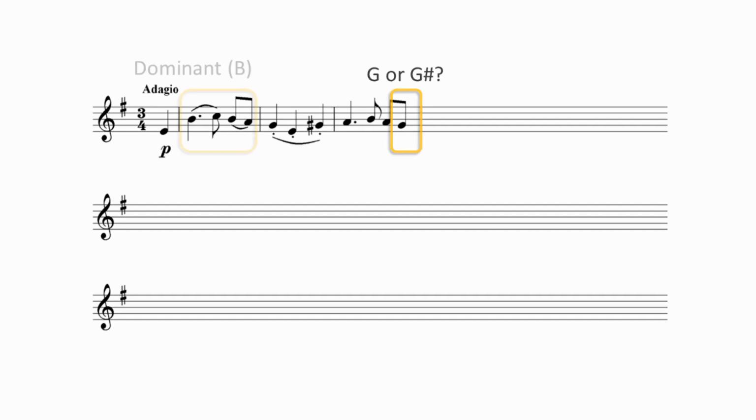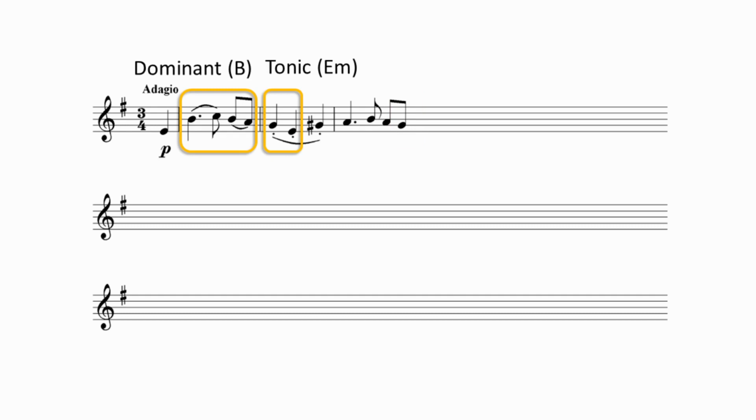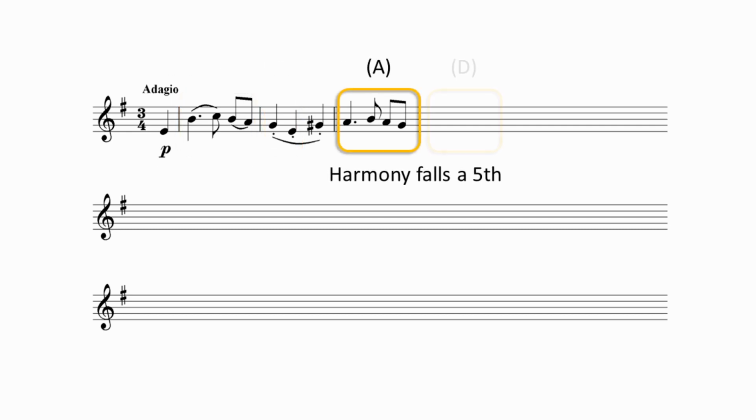In bar 1, the harmony moves from the dominant B to tonic E minor, which is a fall of a fifth. So, if we map that out in bar 3, the A should fall by a fifth to D major, with F sharp as the next note and a continuation of the sequence. Since we've moved to D major, the G natural would be a better fit.